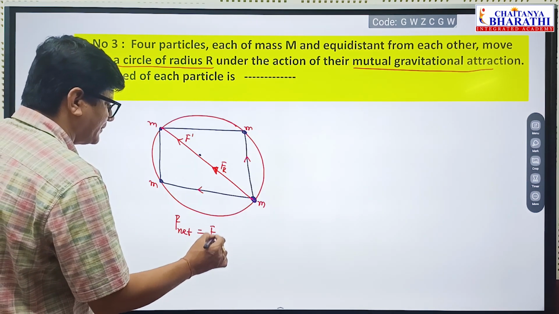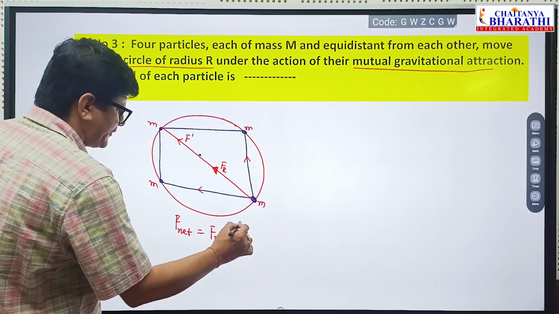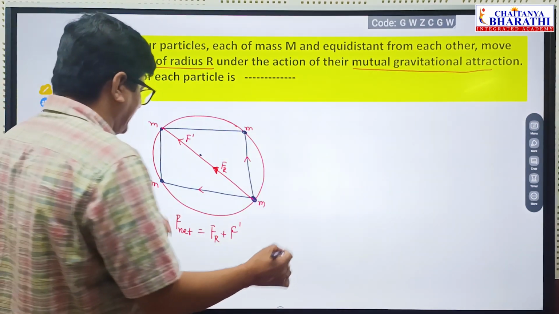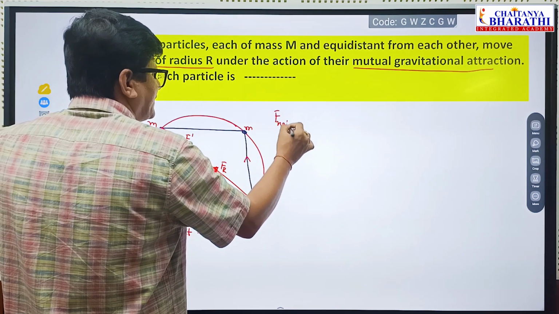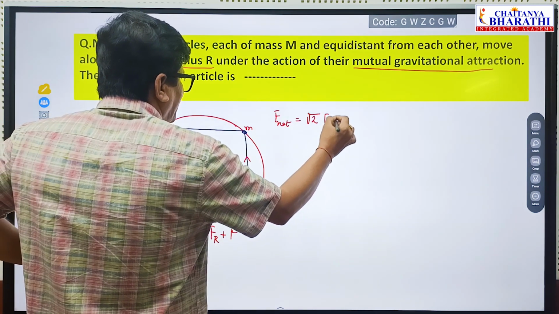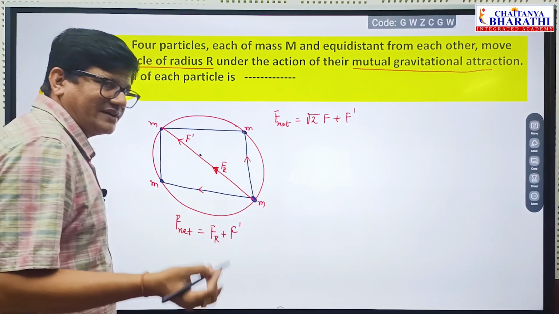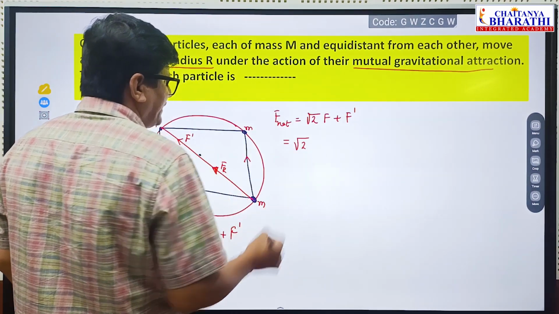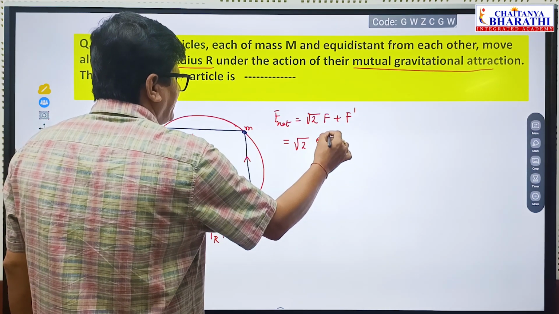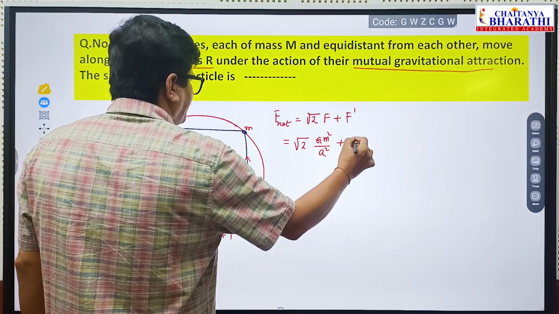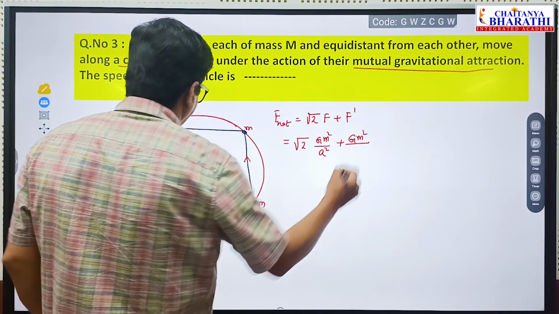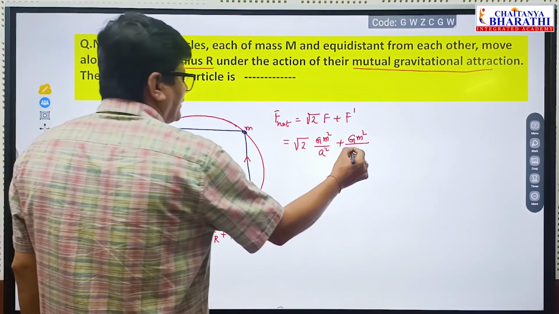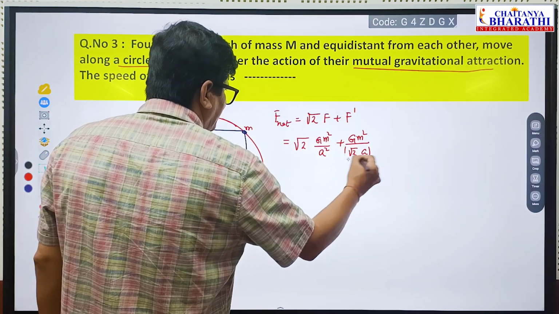Already we calculated this net force. F net is equal to F resultant plus F dash. Directly we can write, F net is equal to root 2 F plus F dash. So root 2 into F, where F is G m square by a square, plus F dash is G m square by the distance from here to here, which you know is a root 2, so that is root 2 a whole square.